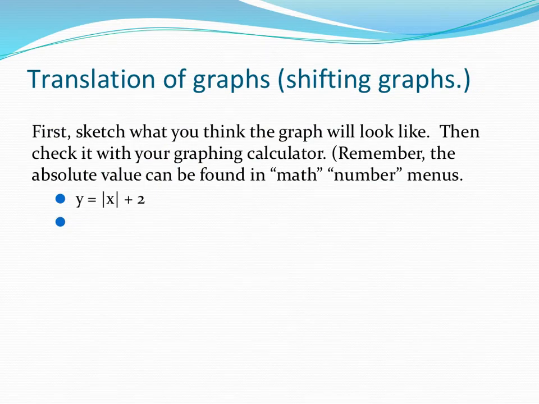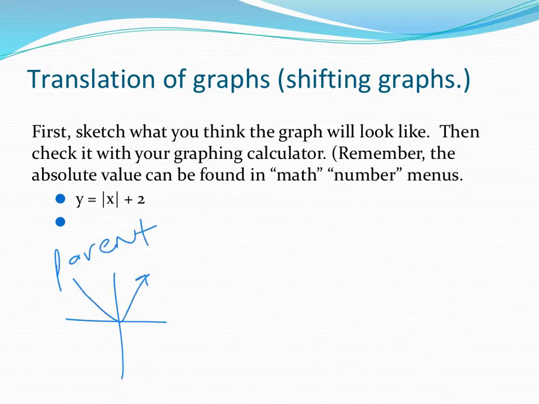So now what we're going to do is play around with what we think some of these graphs look like. If I have the absolute value of x, now again, my parent function for the absolute value function looks like a V. It's basically the y equals x graph that's been reflected up. But now what do you think would happen if I have the absolute value of x plus 2?